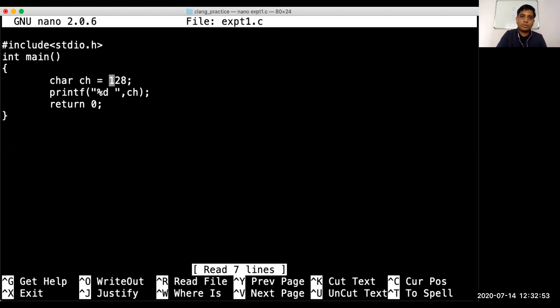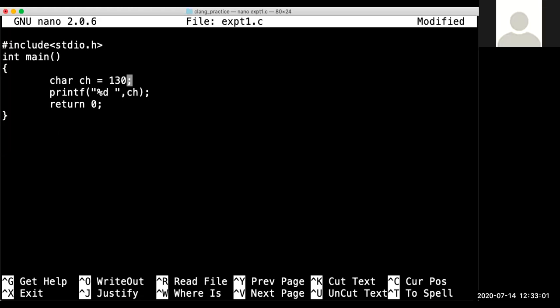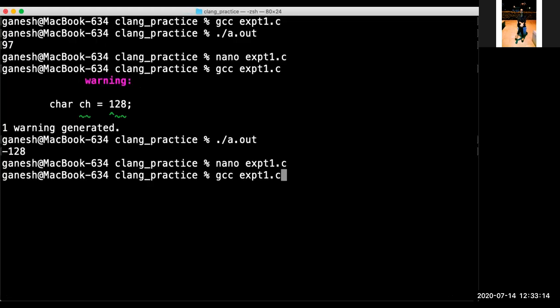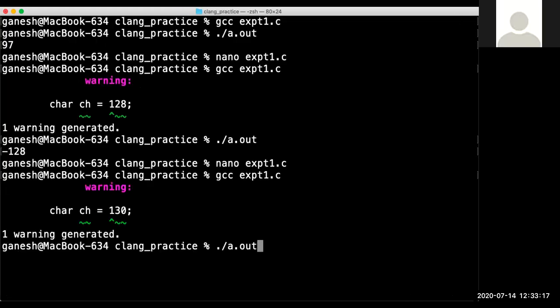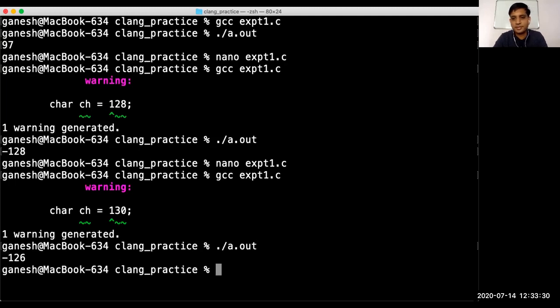So here it is 130. Okay, so tell me the result. Minus 126 or minus 125? Minus 126, I guess. Never be in a hurry while giving the answer. You should have your notepad and pen with you. Just draw the number line and calculate the value. Okay, so it is minus 126.